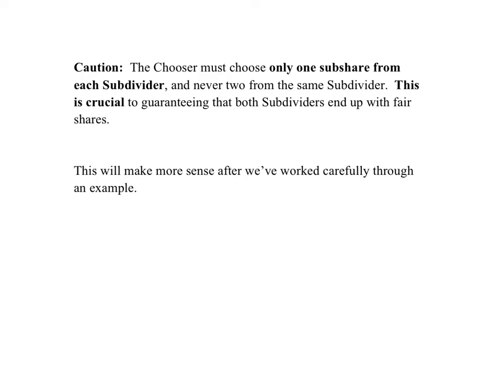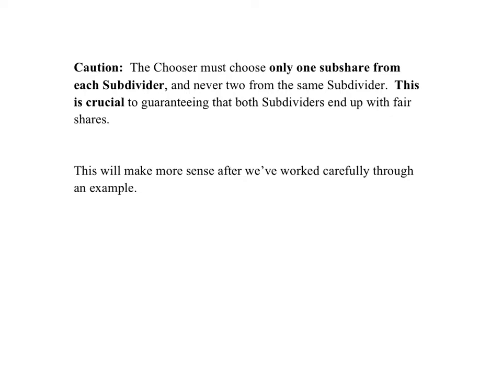I'm going to say this again because it's such a common mistake that students make. When the chooser picks 1 subshare from player number 1 and another subshare from player number 2, it's crucial that the chooser choose exactly 1 subshare from each subdivider, and not 2 from the same subdivider. This is crucial to guaranteeing that both of the subdividers end up with fair shares.